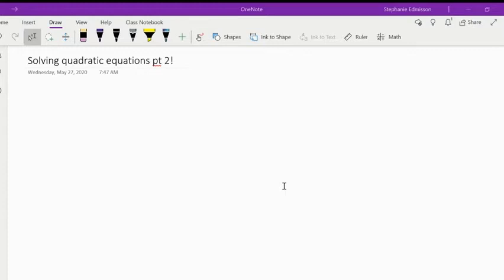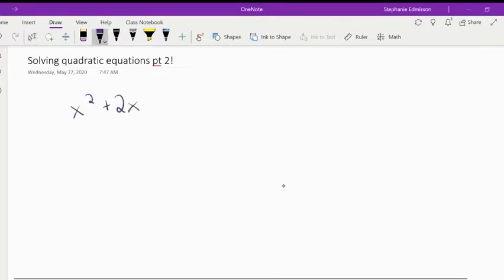Very similar to what we did in the last video last week, but these ones are going to be a little bit more complicated. So let's just get straight into it. We've got our first question, and it is x squared plus 2x plus 8 equals 0.